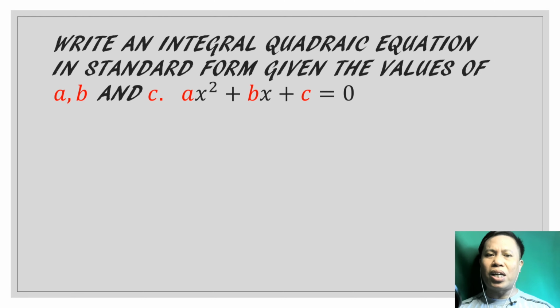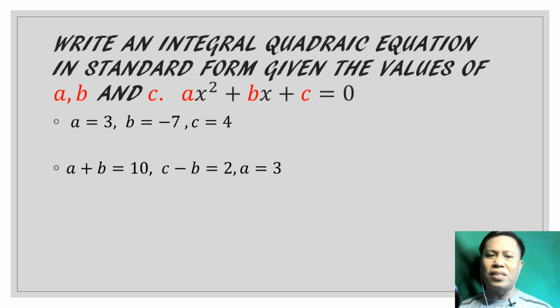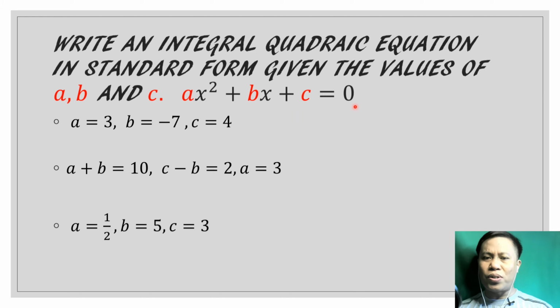Write an integral quadratic equation in standard form given the values of A, B, and C. Remember that our standard form of a quadratic equation is ax squared plus bx plus c equals 0. This is our pattern on how to write it in standard form. It is given that the value of A is positive 3, the value of B is negative 7, and the value of C is equal to 4.